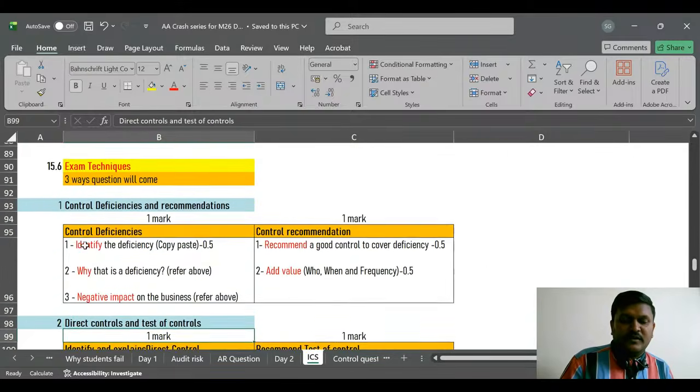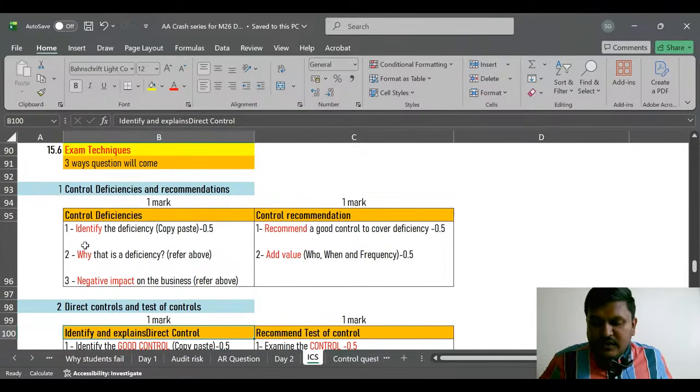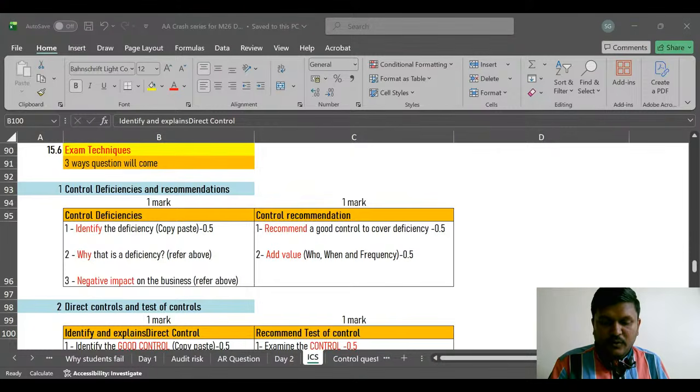Okay, these are to be noted, very important. Focus over here guys, focus clearly over here. You will have an exam technique. Okay, there are three ways the questions will come to you.